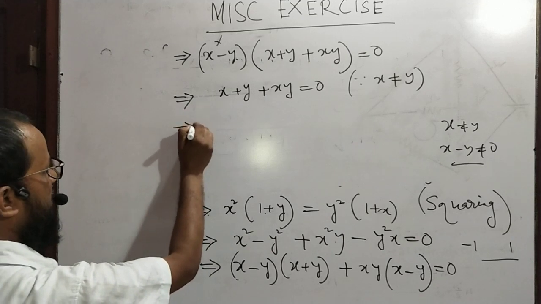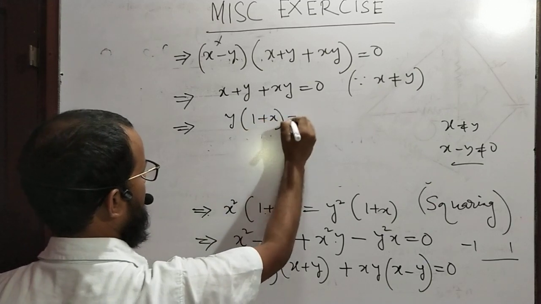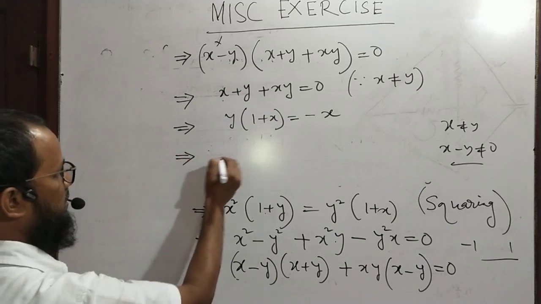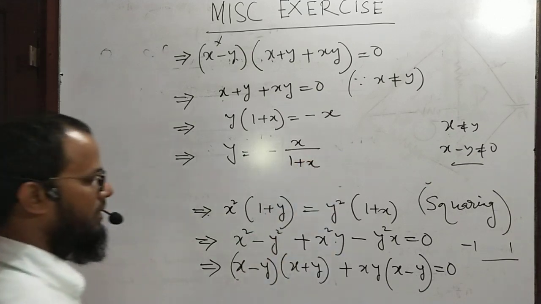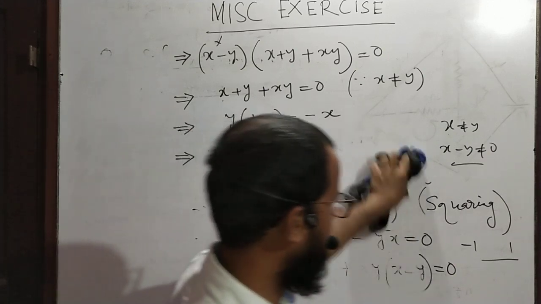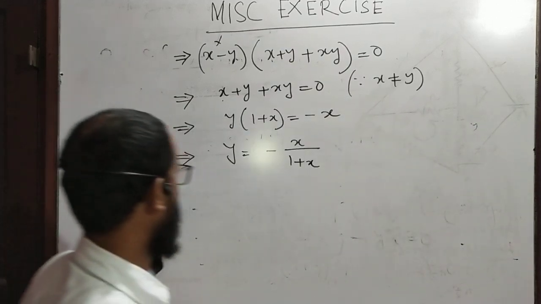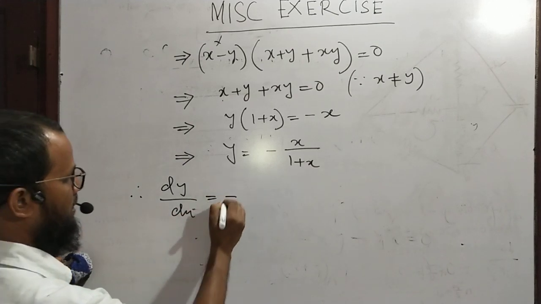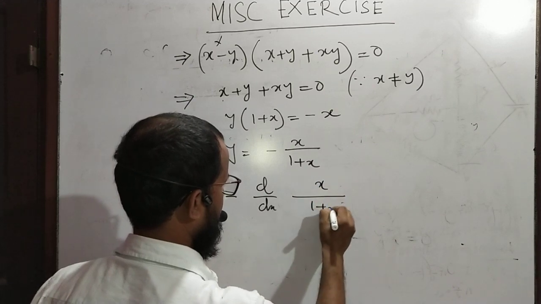So from here you can take y common, y into 1 plus x, and this x goes to the right hand side, which is equal to minus x, and ultimately y is equal to minus x by 1 plus x. Okay, so now we get y expressed in terms of x, it is an explicit function, so you can differentiate it. Therefore dy by dx is equal to minus d by dx of x by 1 plus x.